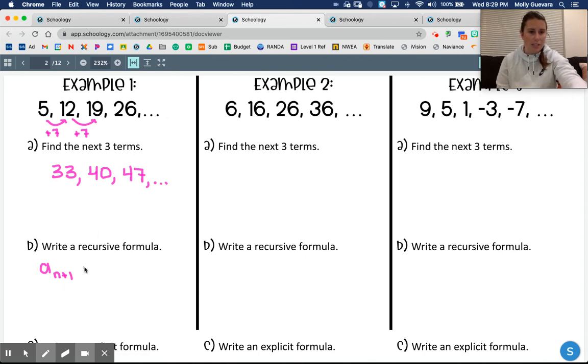So the next term in the sequence is equal to the current term. Again, this n has to be a subscript. And then plus whatever I'm doing every time. So in this case, I'm adding 7, so plus 7. And that, okay, but 0, 7, 14, 21, 28, right? That's a sequence that adds 7 every time, but that's not the same as this. So I have to include that first term, that starting point, which in this case, the first term is 5. And that's it. That's my recursive formula.